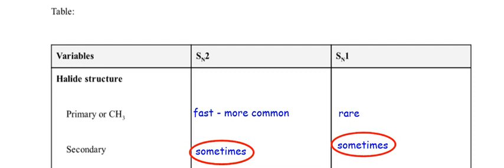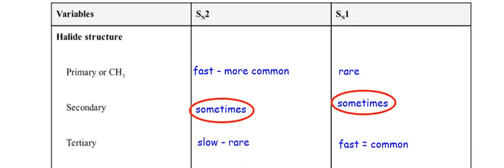Well, if it's tertiary, well, I bet you can figure that one out. If it's SN2, very uncommon, again, for the scope of this course, we're not going to worry about it. And if it's SN1, then it's going to be tertiary. It's going to be very fast. It's very common. All right, what about the stereochemistry?